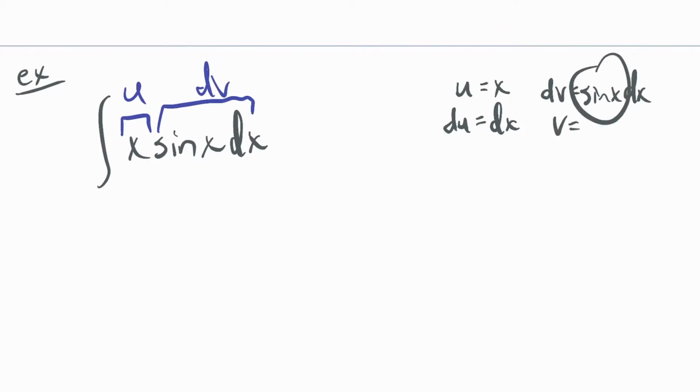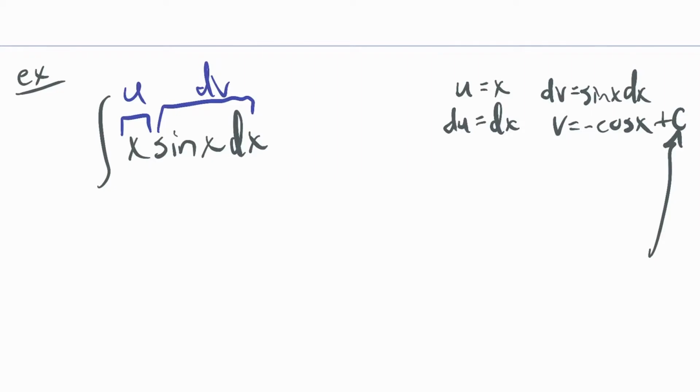V is the antiderivative of whatever the factor in dv is. So the antiderivative of sine x is negative cosine x. And of course, there was a plus c. However, we don't have to put the plus c. We could pick a number like plus 10 if you want, and that'll end up not exactly canceling out, but it ends up not mattering. I'm not going to bother doing that in the video.